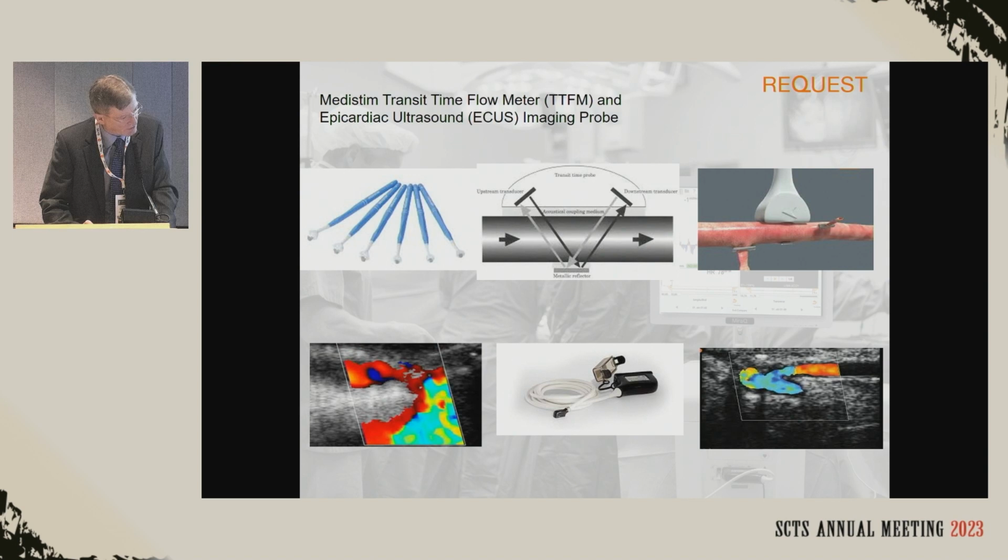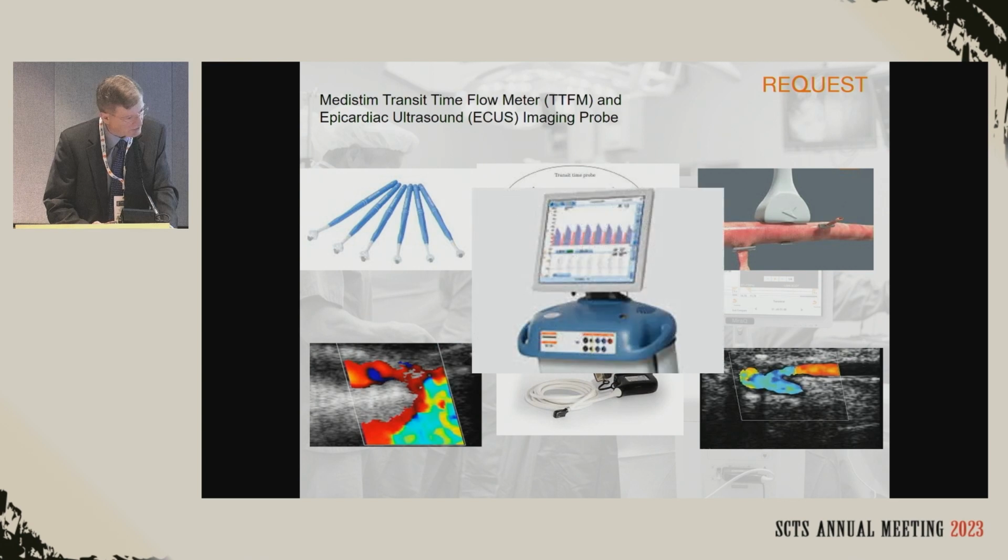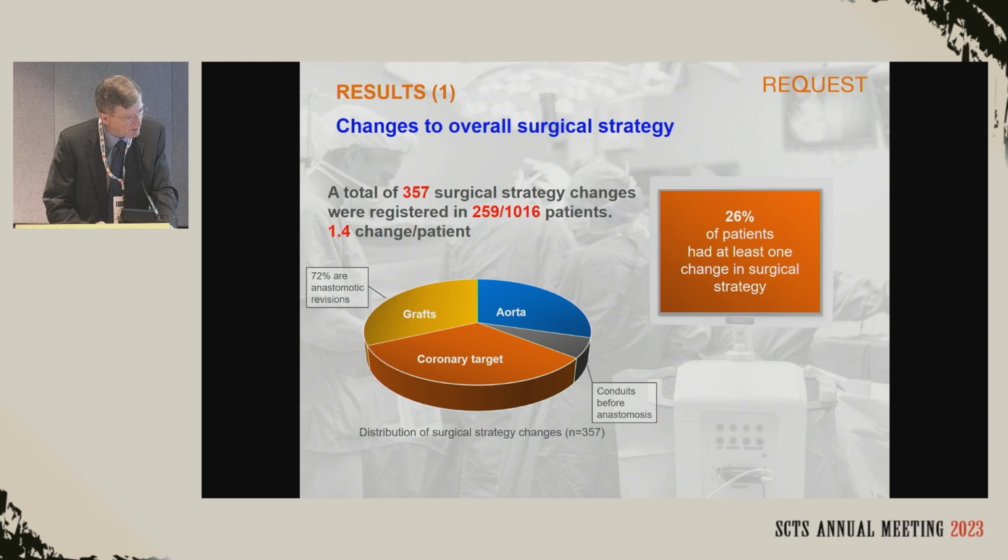These are the devices used. A transit time flow meter device helps us measure the flow directly in a bypass graft. It can be a vein or an artery. And then this epicardiac ultrasound or imaging probe helps us make pictures of coronary arteries, coronary anatomy, proximal and distal anastomoses, or even the conduits themselves. And all of that is displayed on a particular screen in the operating room.